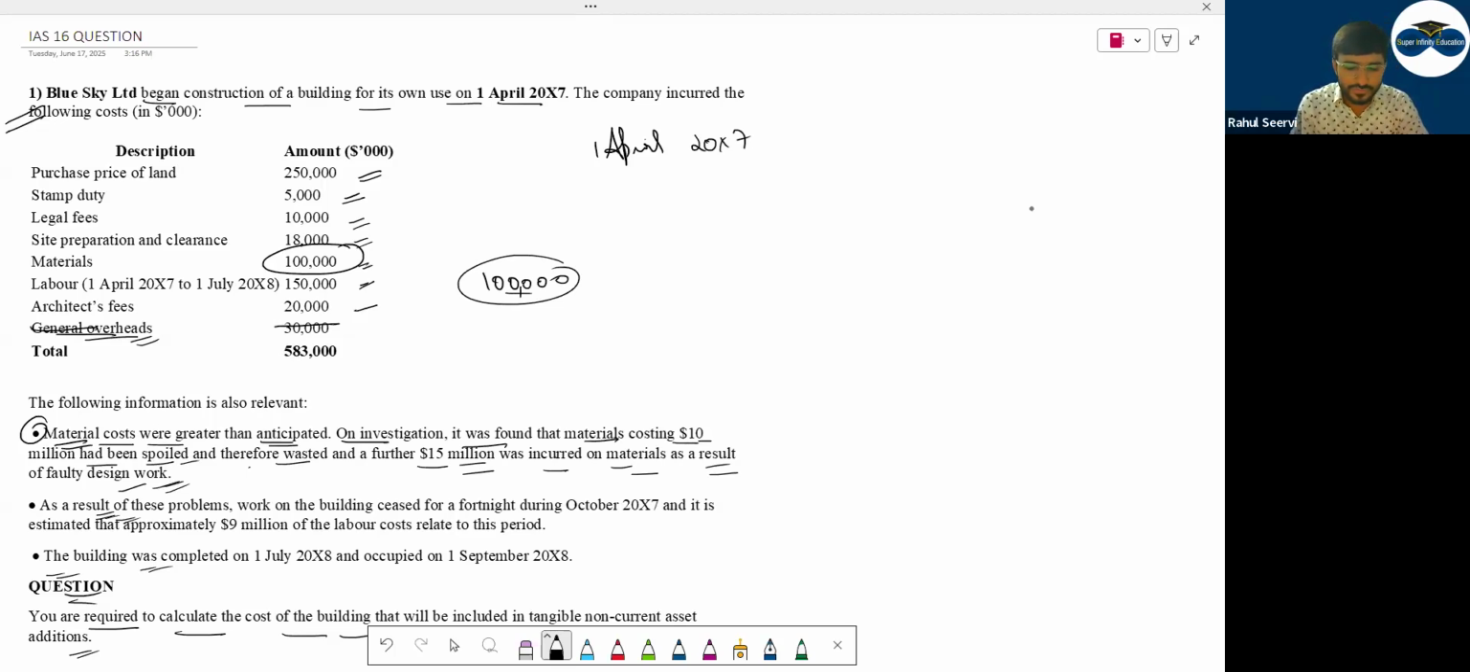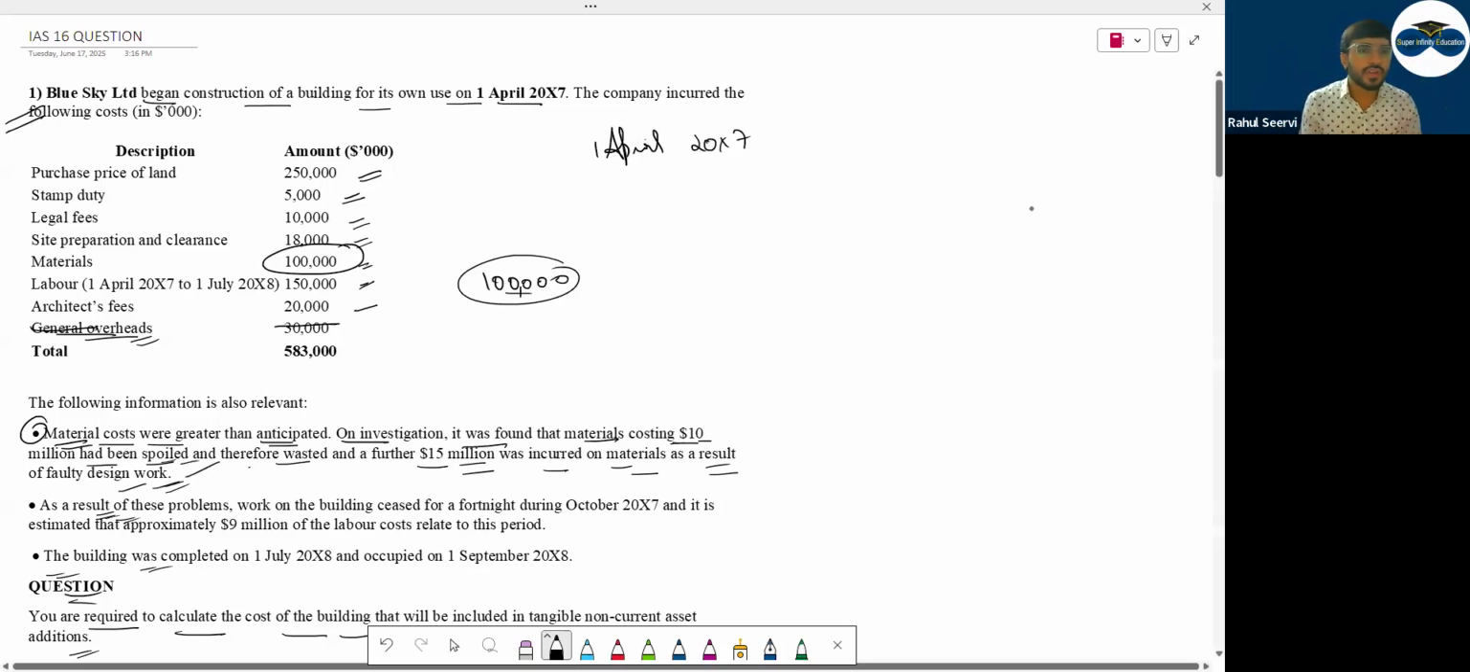Now what will you do? Is this a normal loss or an abnormal loss? Abnormal loss. Can I say both this 10 million is abnormal? It's spoiled. It's not mentioned that this is the minimum required. If it is spoiled and further you are incurring some expenditure, you will not take that also. If you have spoiled it, you redo it and record that as an expense.